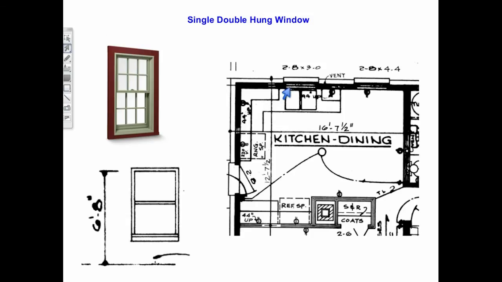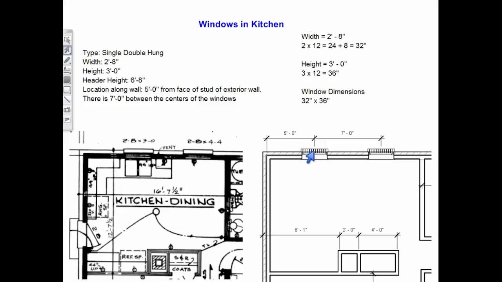If you look at the floor plan, you will see that there are 2 double hung windows in the kitchen dining area. The center of the 32-inch by 36-inch window, the center of that window is 5 feet from the face of the stud in the exterior wall. The distance from this window to the window that was just installed is 7 feet.